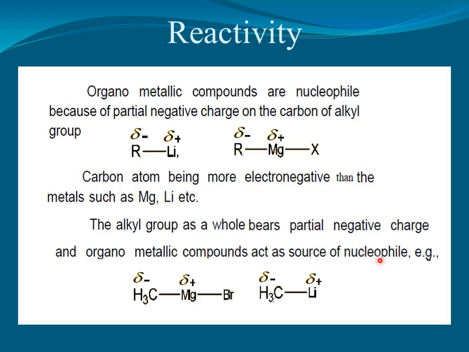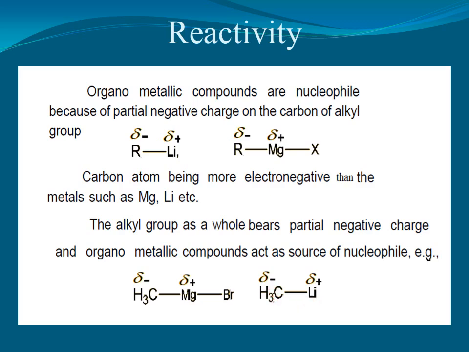For example, you can see in this compound, this is methyl magnesium bromide. You can see the negative charge on this carbon atom because it is directly attached to an electropositive metal atom. Similarly, in methyl lithium, you can see that the carbon atom has a partial negative charge because it is directly attached to lithium, and lithium is a metal.